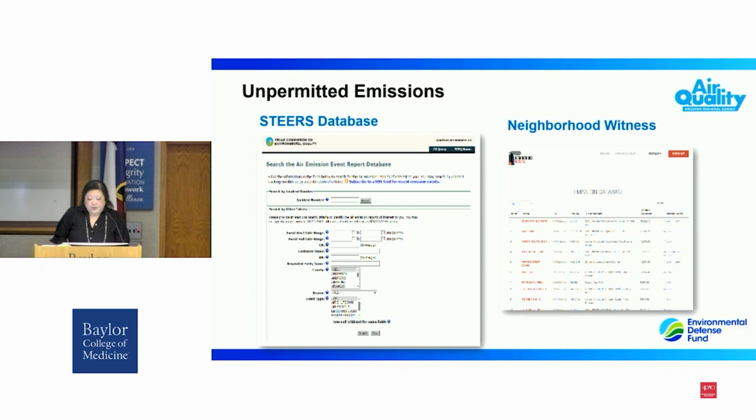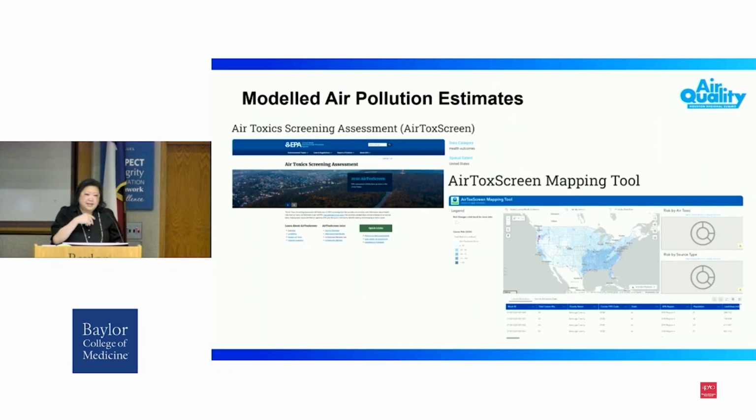And so I also have on here the Neighborhood Witness, which is produced by another nonprofit. It basically is taking that STEERS database and making it a little bit easier to interface with and get information on a neighborhood level. So same data, but a different kind of easier interface.